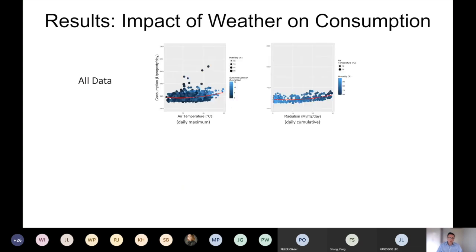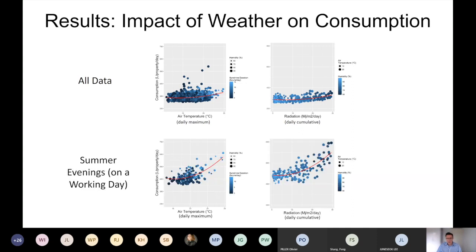Impact of weather on consumption. When you look at all data, it's relatively moderate impact. Here you see the consumption, liters per property per day, as a function of air temperature, which was the most significant variable in radiation up to a point. This is the daily maximum temperature.